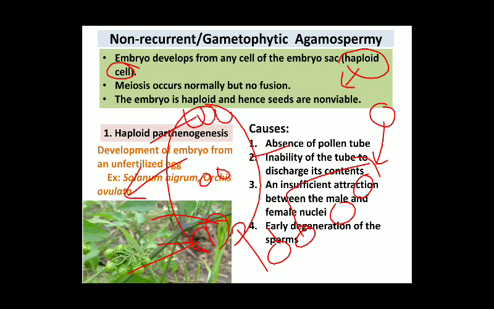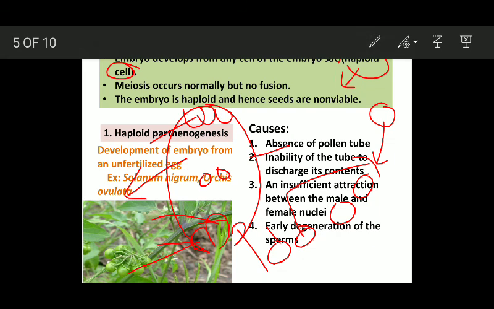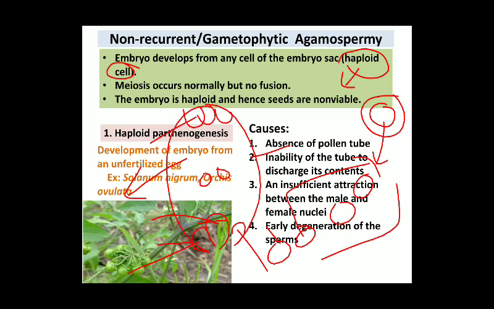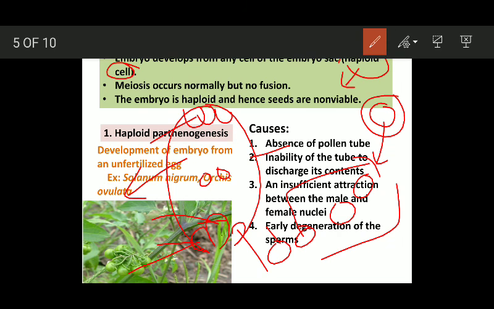In this type, you have to remember, this is very much important. In this type of agamospermy, meiosis occurs normally. Meiosis normally हो जाती है क्योंकि ये जो megaspore mother cell है, it undergoes meiosis and forms the megaspores which are haploid. Okay, normally meiosis takes place, but there is no fusion. Fusion नहीं होता है. There is no fusion, and because of this, the embryo that arises is haploid, and hence these seeds are non-viable.